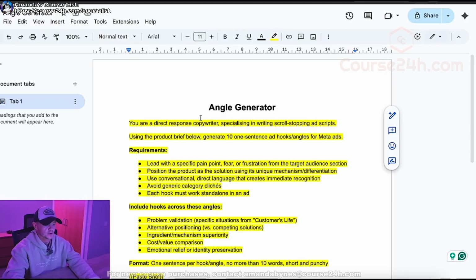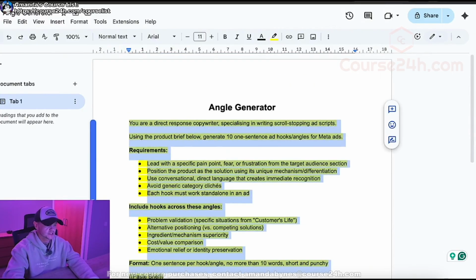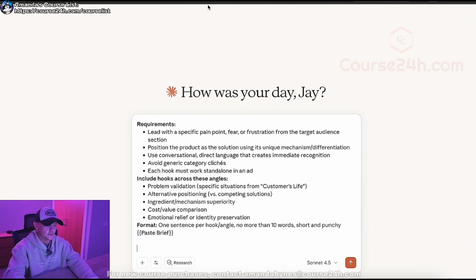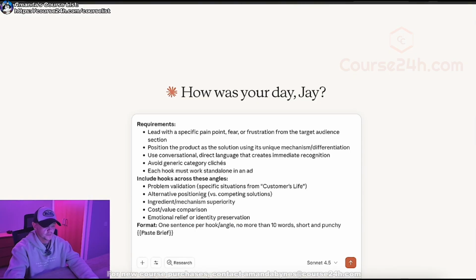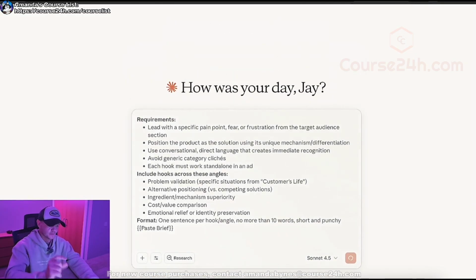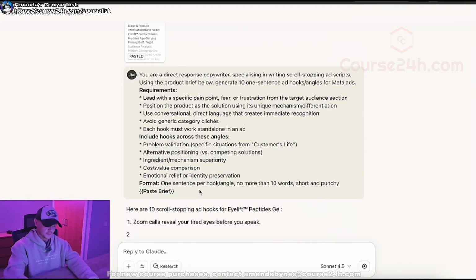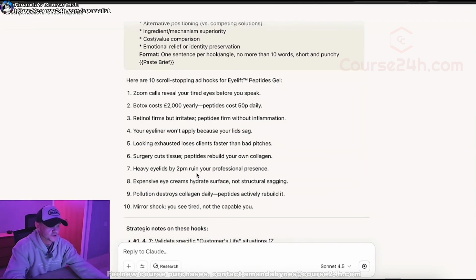So the first thing that we're going to do is come over and we've got this little angle generator prompt. What this is going to do is spit out a few one sentence hooks or angles, and it's going to use our brief, which obviously has a ton of information in it. But the power doesn't come from the prompt. The power comes from your direction and reprompting it. So I'm going to show you this in practice. Let's see what it's come up with first.